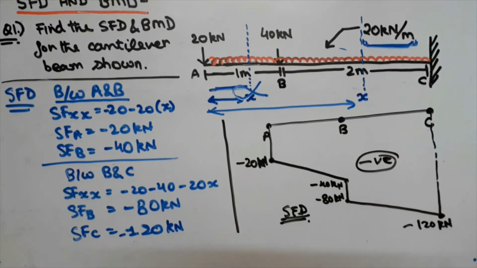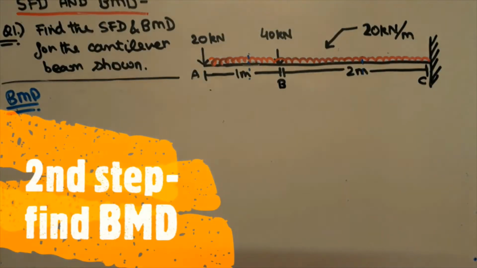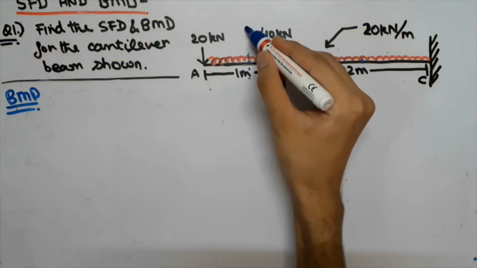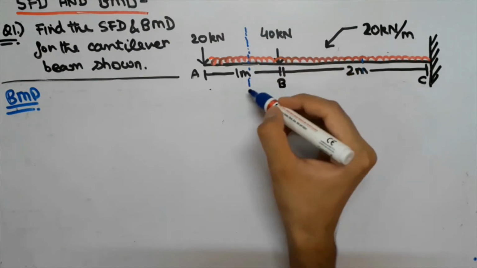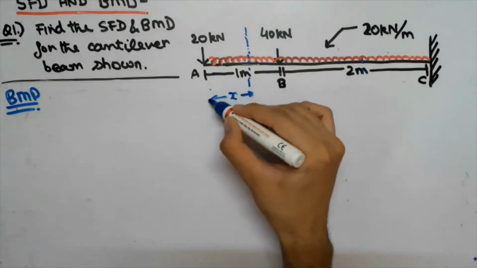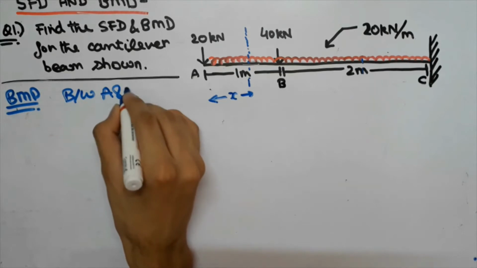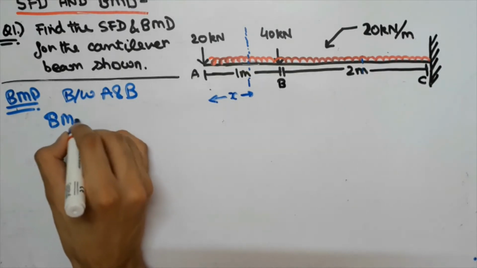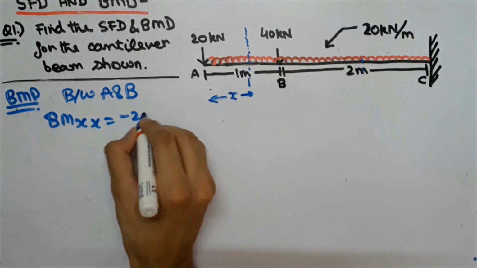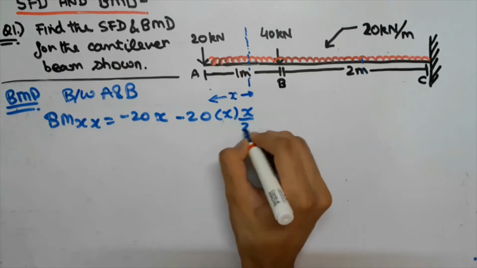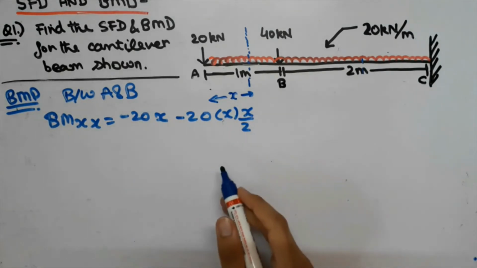Now we are going to draw our BMD, but before doing that we will have to find the bending moments at points A, B and C, as we found out for SFD. So guys, now we are going to find out the BMD between the points A and B. Similarly, as we considered in SFD, we are going to consider an element at a distance x from the point A. So now we are going to write the bending moment equation between points A and B. That is, we will name it BMx, equal to minus 20x into x by 2.